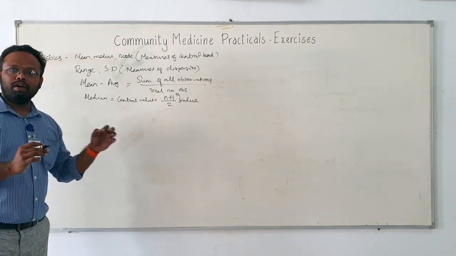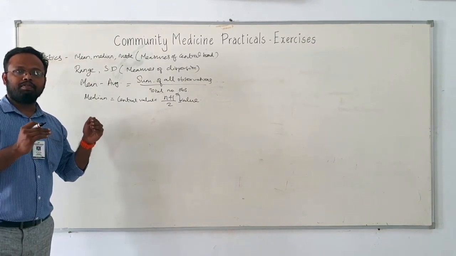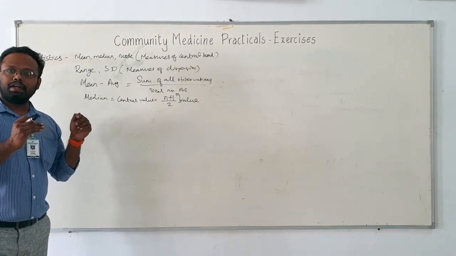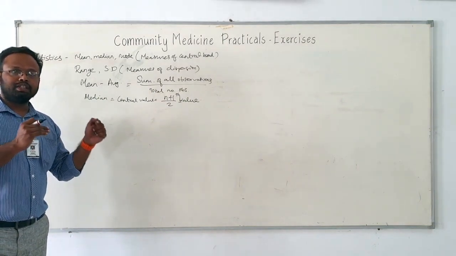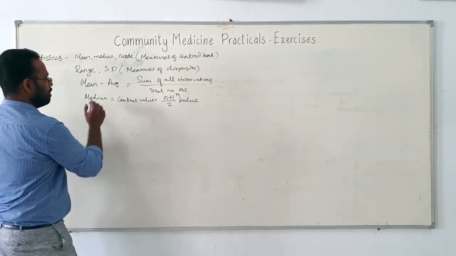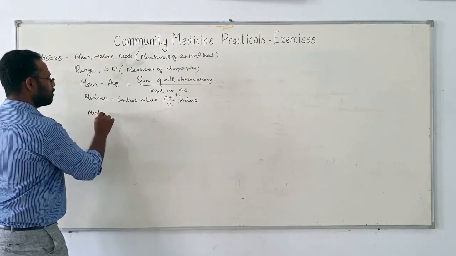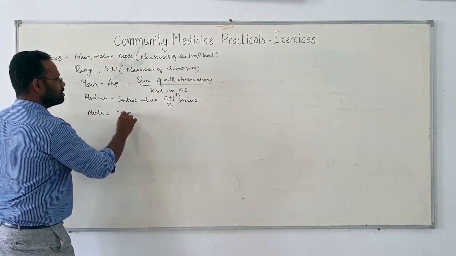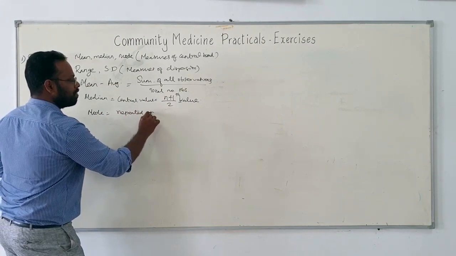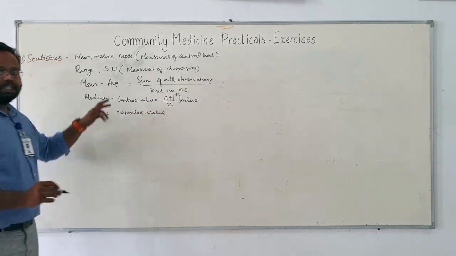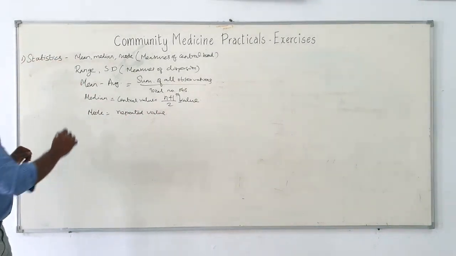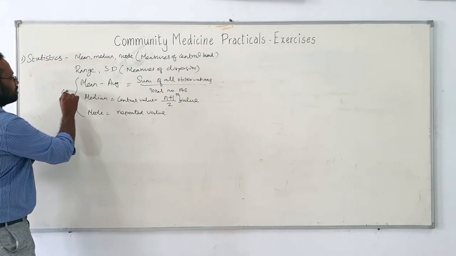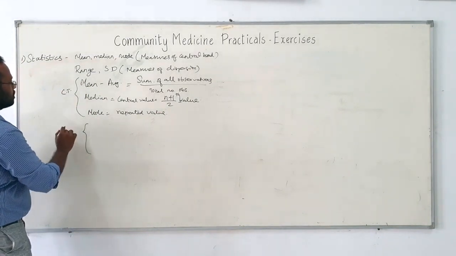If you have 10 numbers, that is an even number of values, then you have to calculate the average of the 5th and the 6th value. That is the median. Mode is the most repeated observation. Mode is otherwise called the repeated value. So these three are the measures of central tendency.